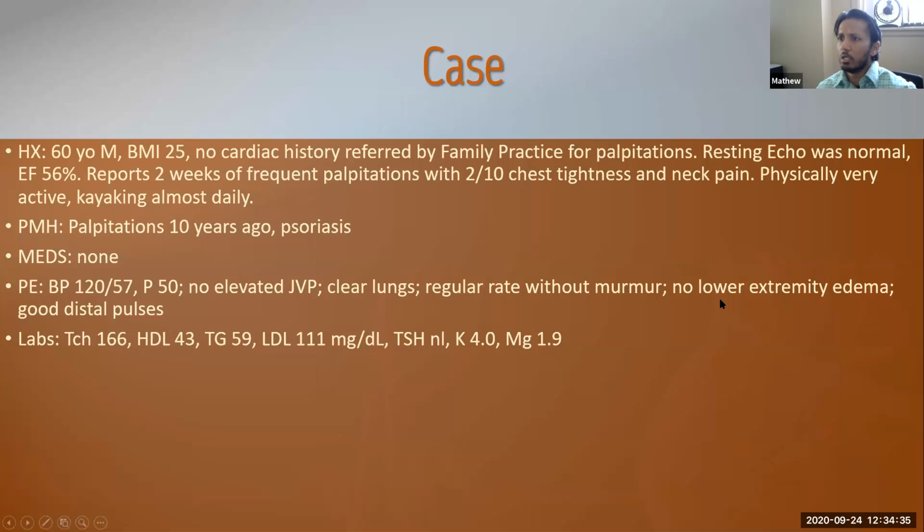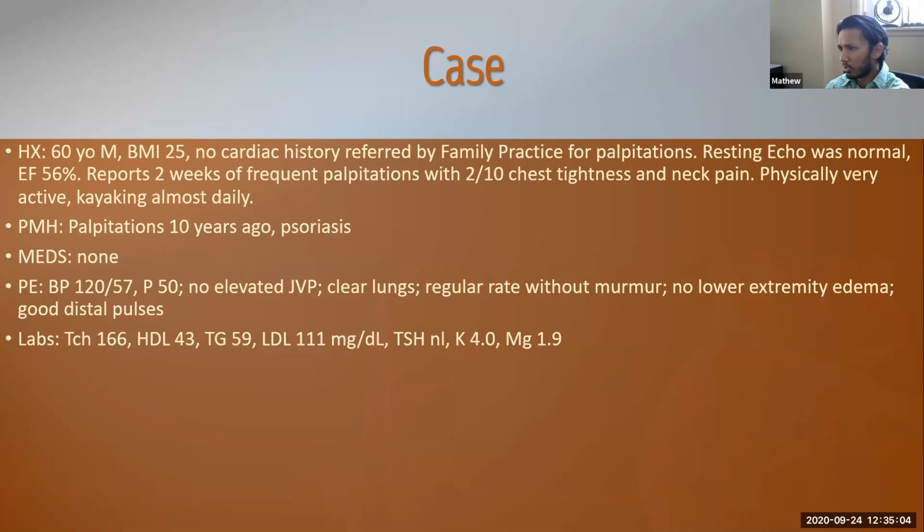So let's do a case. 60-year-old male, BMI of 20. Well, actually, no, that's not too bad. No cardiac history, referred to the family practice for palpitations. Resting echo is normal, EF of 56%. 2 weeks of palpitation, 2 out of 10 chest pain, physically very active, kayaks almost every day. He signed a worldwide release. Past medical history is palpitations 10 years ago, but again, cardiovascularly very active and has a history of psoriasis. Doesn't take medications.